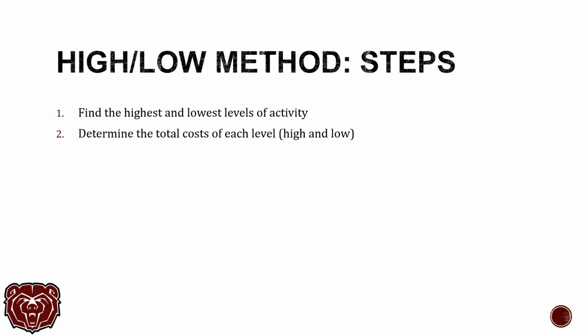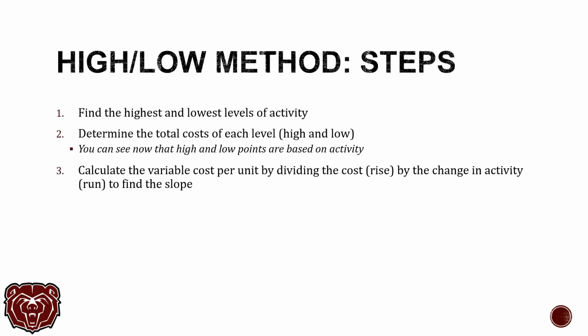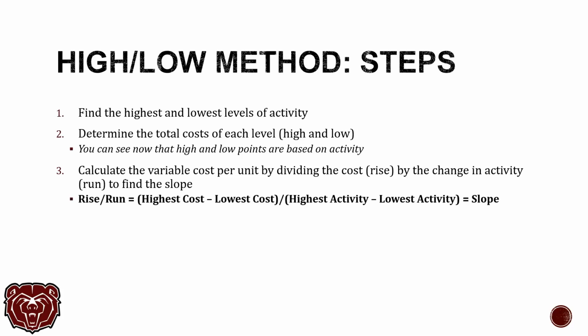So there are some steps to computing the high-low method, right? So the first is we want to find the highest and lowest levels of activity. Then you're going to determine the total cost of each level, high and low. And once we do that, you can see now that the high and low points are based on activity, right? Then we're going to calculate the variable cost per unit by dividing the cost, or the rise, by the change in activity, the run, to find the slope.